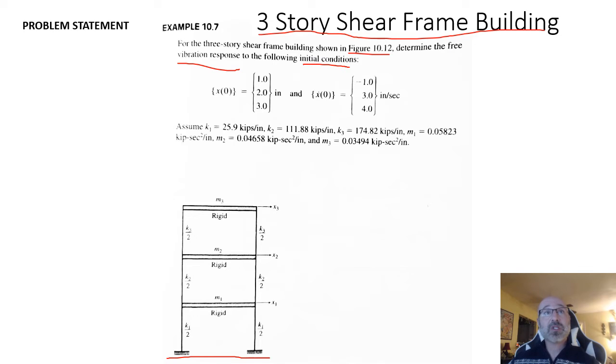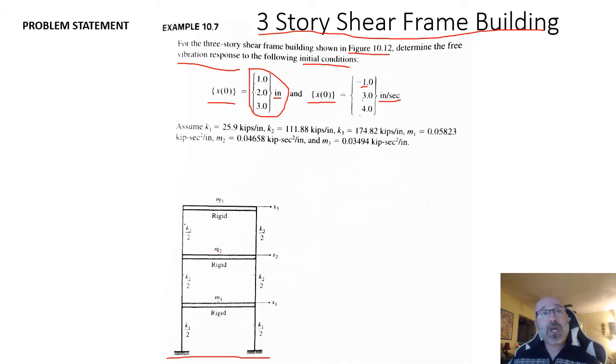They give us the initial conditions that x of 0 is equal to the vector 1, 2, 3 in units of inches, and x dot of 0 is equal to negative 1, 3, and 4 in units of inches per second. They also give us our k values and our m values. You can see we have mass 1, mass 2, and mass 3 here, and we have k1, k2, and k3 on either side of the building by the frame.